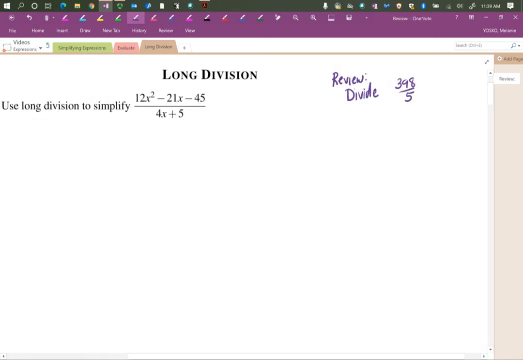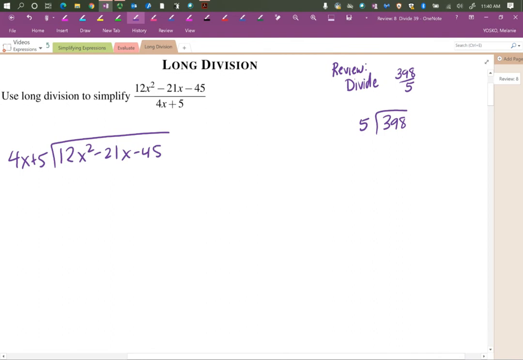Here's an example. Divide 398 by 5. We just have numbers here. So how would we do this? Notice we have 398 divided by 5, and when you were doing this a long time ago, you would put 398 inside and the 5 would go out here. So we're going to do the same thing. The 12x squared minus 21x minus 45 goes inside here. The thing we're dividing by, in this case 4x plus 5, goes right here.